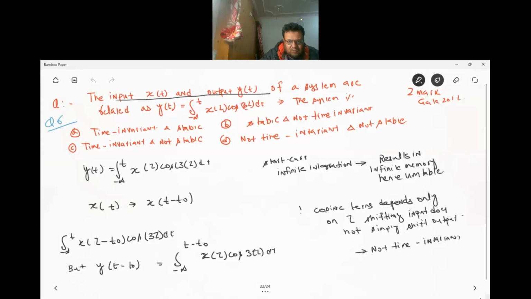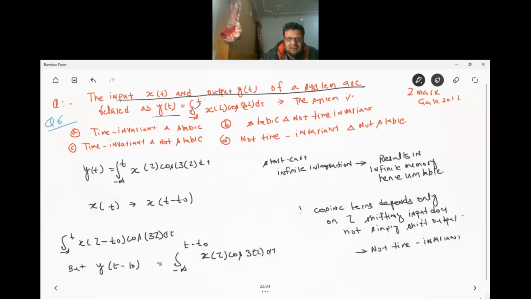Okay. Now here you see the input x of t and the output y of t of the system are related as, see, minus infinity to t. So this is good. This is the condition for causality. We can say x of tau cos 3 tau d tau. Now they have not asked about causality. Had they asked about causality, from the limits we can say this is a causal system. Now they are asking about time invariance and stability.